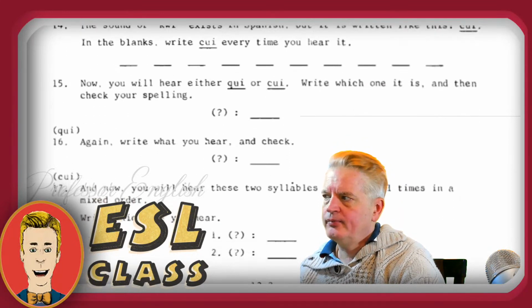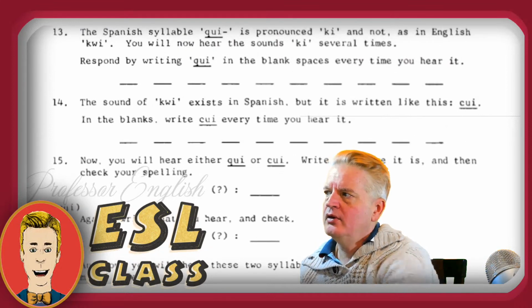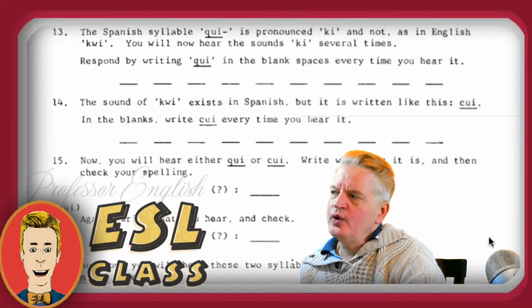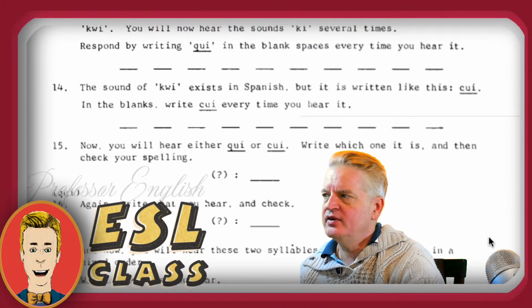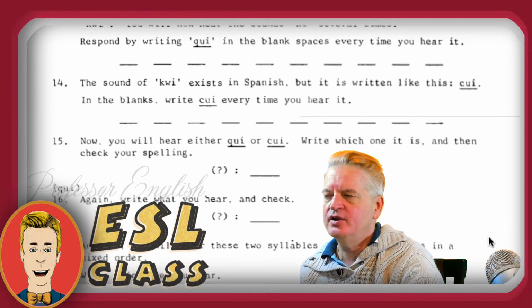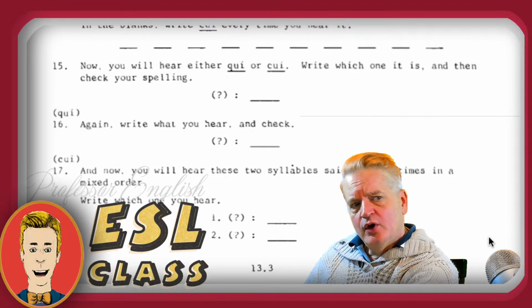Number 14. The sound of qui exists in Spanish, but it's written like this, C-U-I. In the blanks, write qui every time, C-U-I, every time you hear it. Qui.